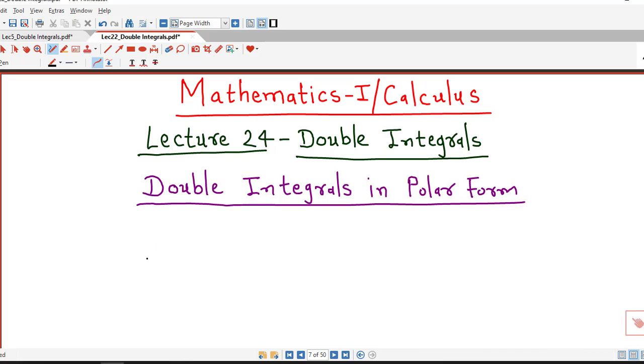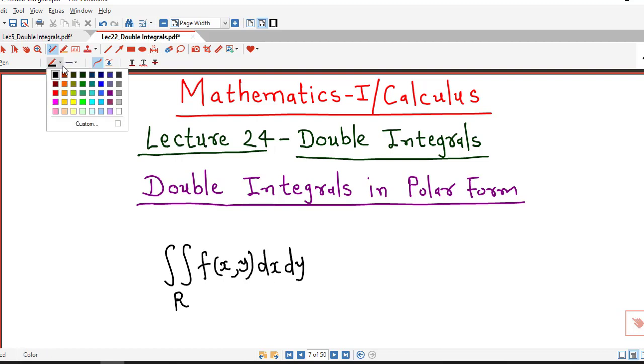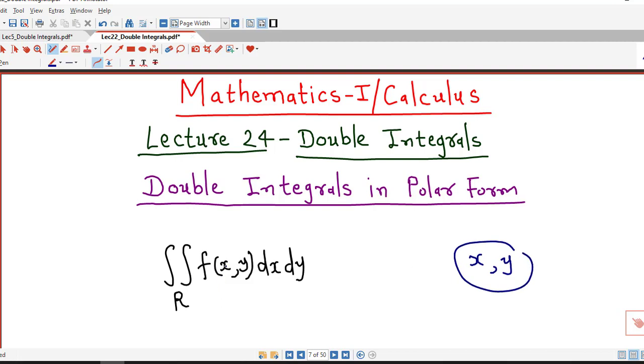So far we have seen double integrals in Cartesian coordinates x and y. We have seen this type of double integrals before this lecture. Now we are going to discuss double integrals in polar form.